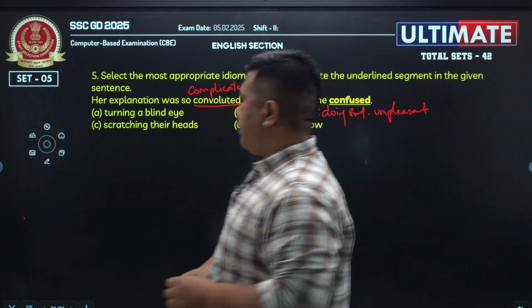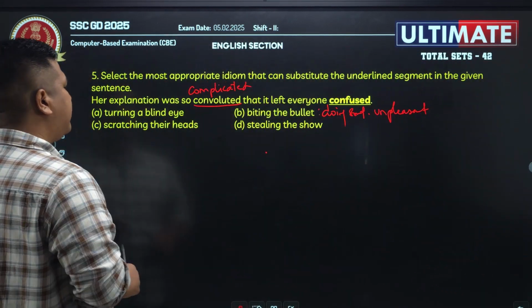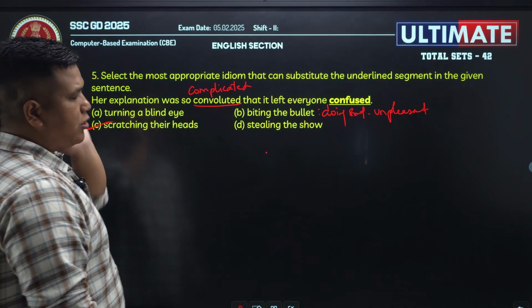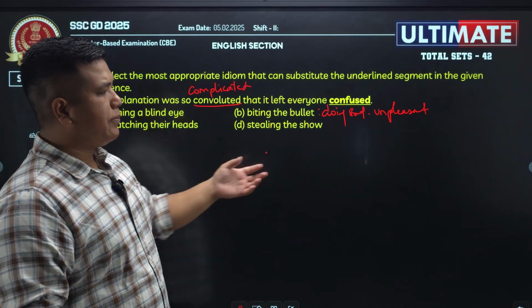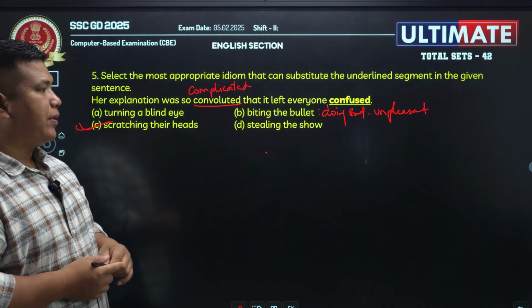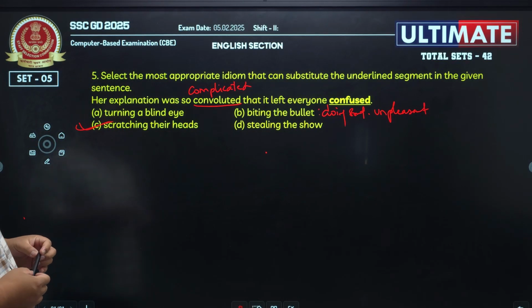Then C, scratching their head. That means they are confused. So it will be option C, scratching heads. Stealing the show. So becoming the best performer. So you stole the show yesterday.